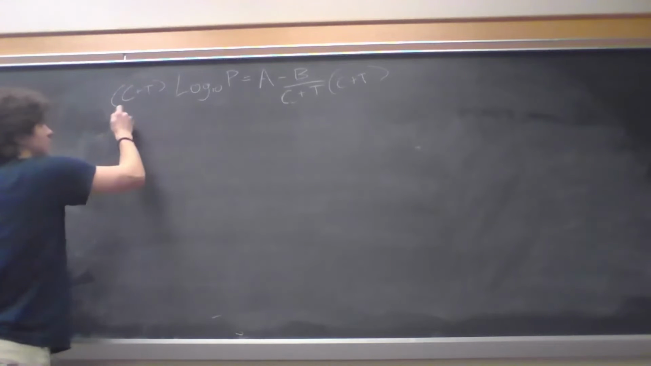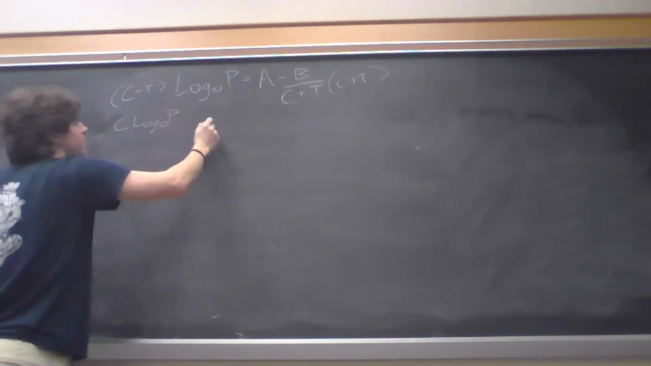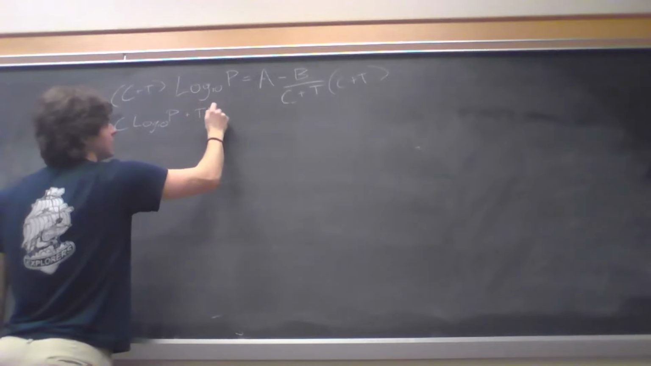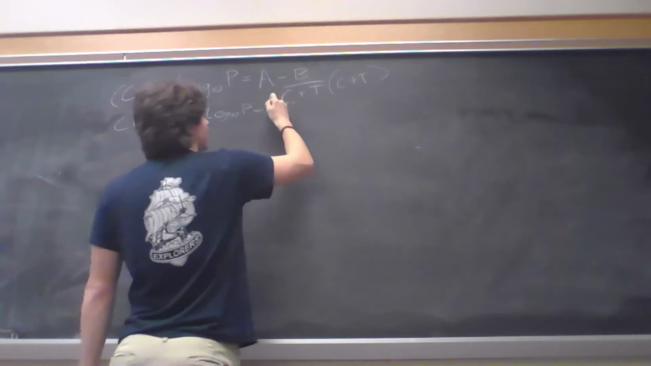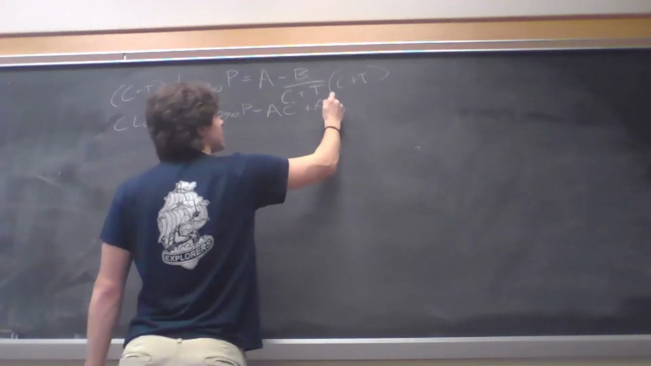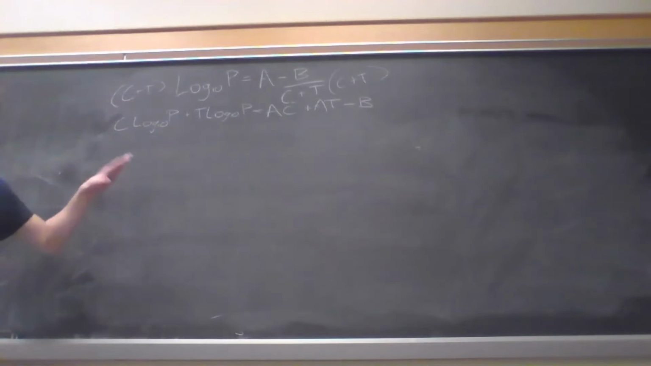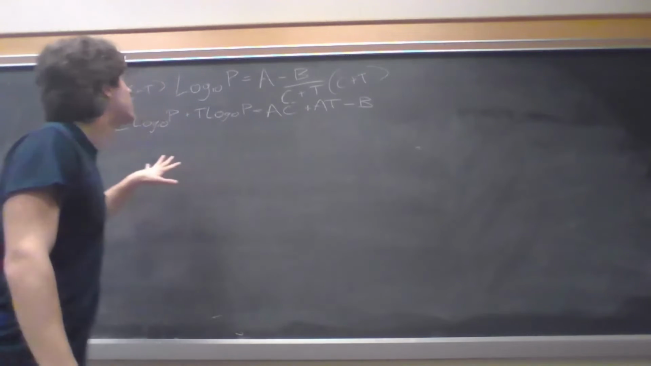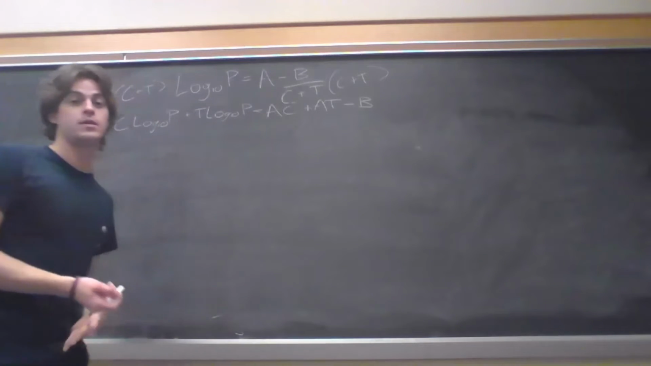So this will give us c times log base 10 of pressure plus temperature times log base 10 of pressure equals A times C plus A times T minus B. Now I'm going to reorganize this equation. I'm going to move all of our unknowns to one side and our knowns to the other side and split it up so I can create the design matrix.